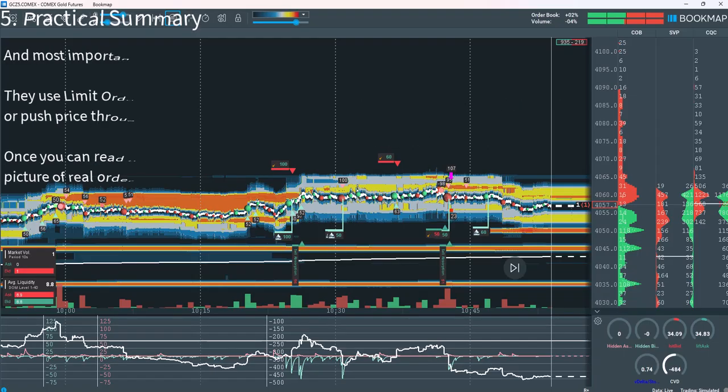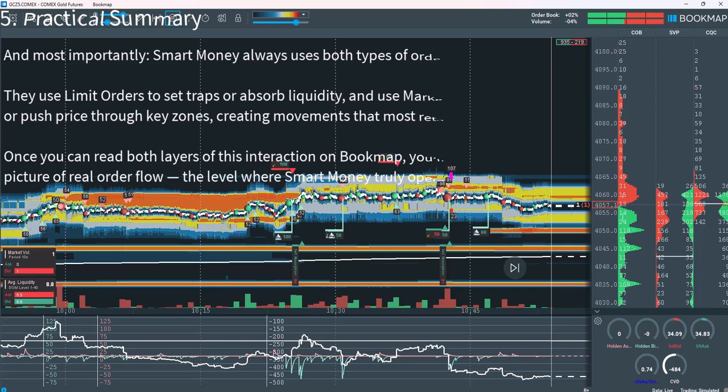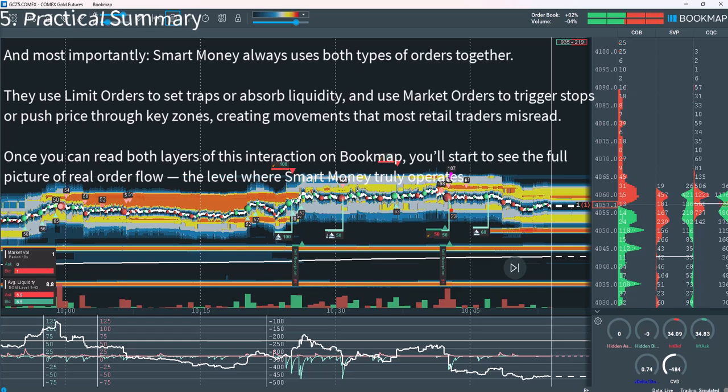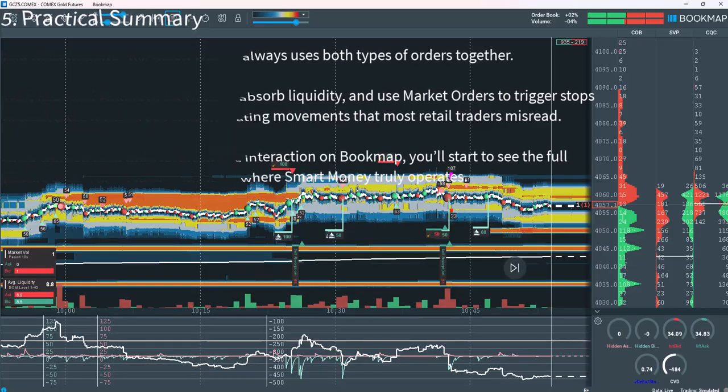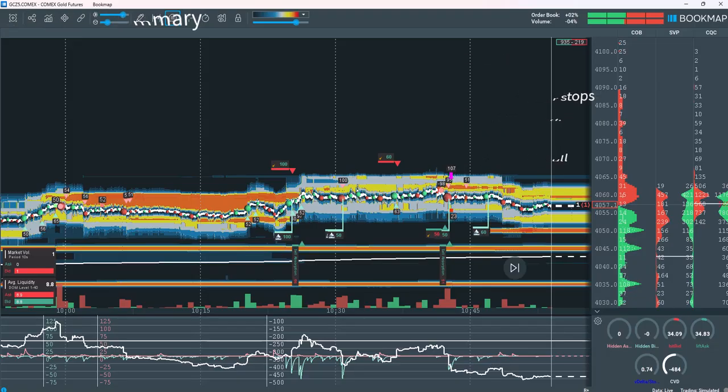And most importantly, smart money always uses both types of orders together. They use limit orders to set traps or absorb liquidity, and use market orders to trigger stops or push price through key zones, creating movements that most retail traders misread. Once you can read both layers of this interaction on Bookmap, you'll start to see the full picture of real order flow, the level where smart money truly operates.